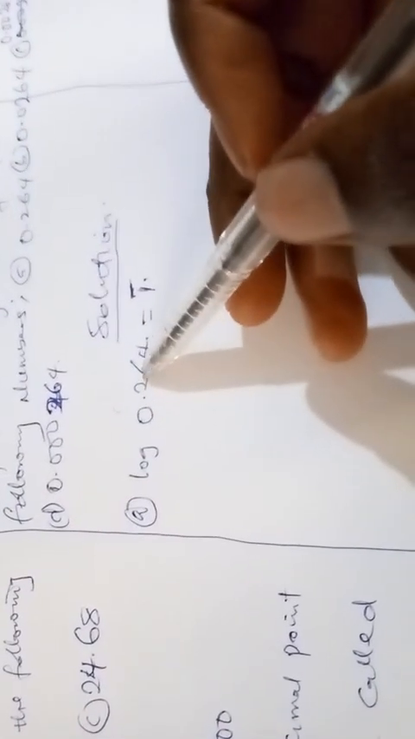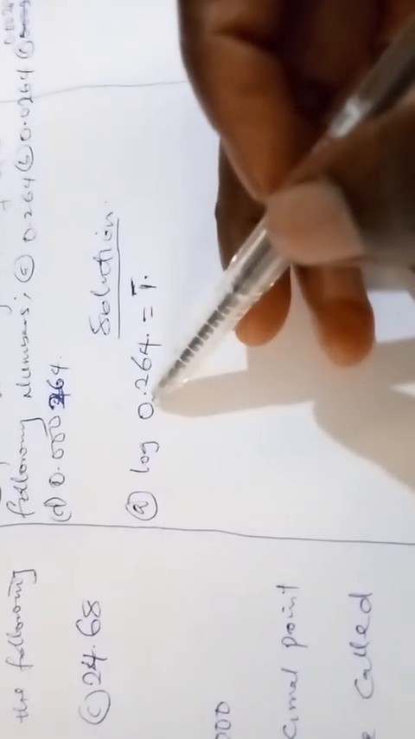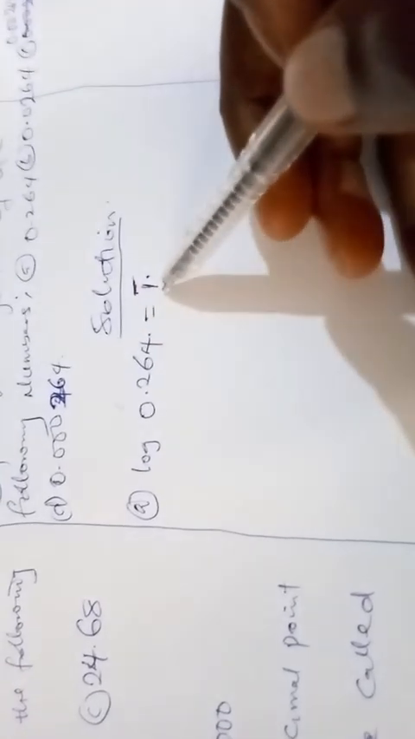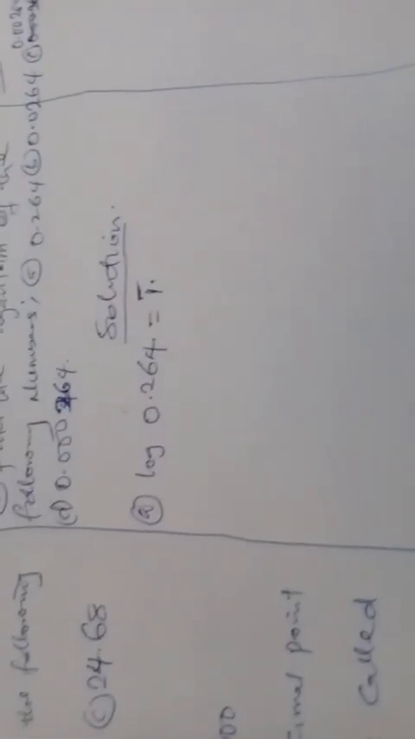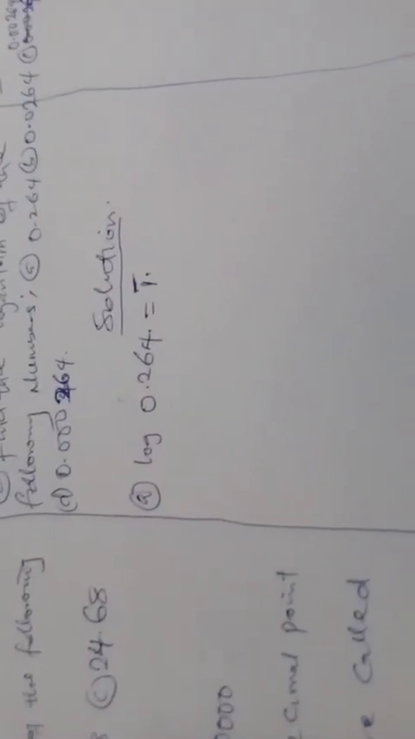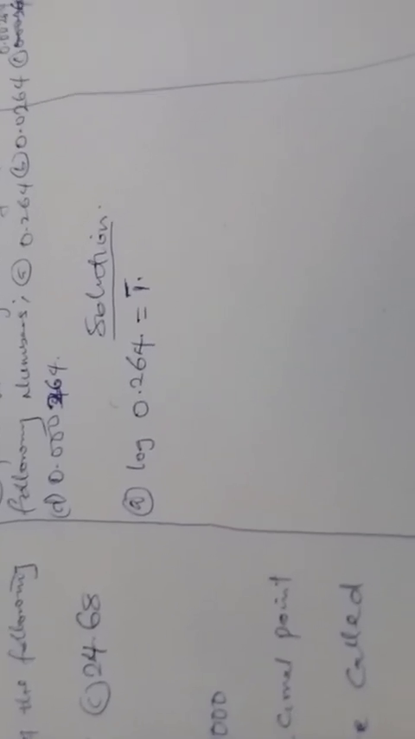You see that it's 0.264 and it's just 1 zero. So it's going to be bar 1. Okay, so after that, don't forget I told you that if you want to find the logarithm of a number, we don't consider the decimal point. To look for the logarithm from the table, we don't consider the point.